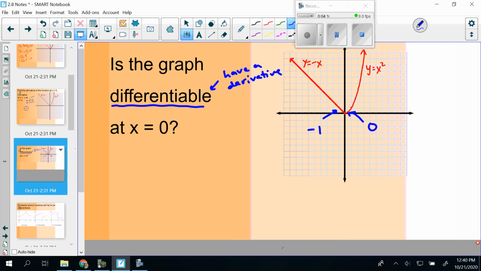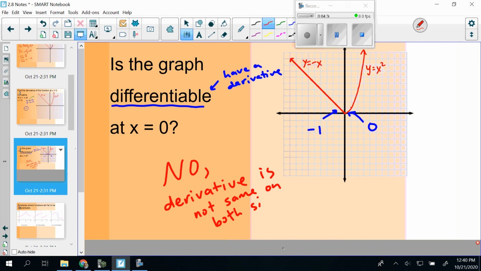Well, in this case, we would say a big no on this one. And the reason is the derivative is not the same on both sides. So we don't have a derivative at this point. The derivative has to be the same on both sides in order to have a derivative. So this graph at 0 does not have a derivative, or is not differentiable. It's differentiable everywhere else, but not at that particular location.